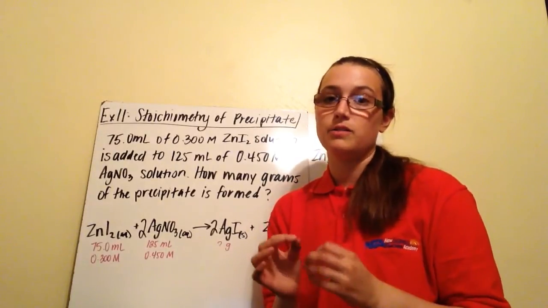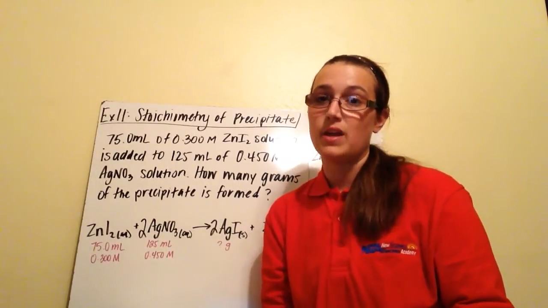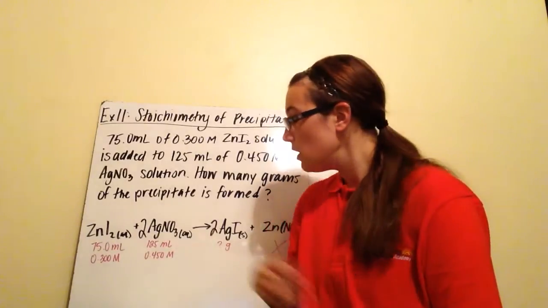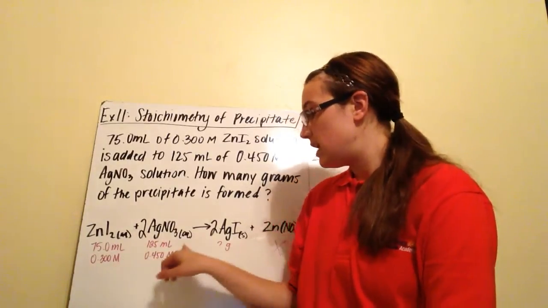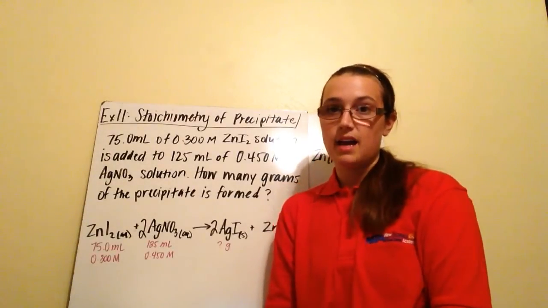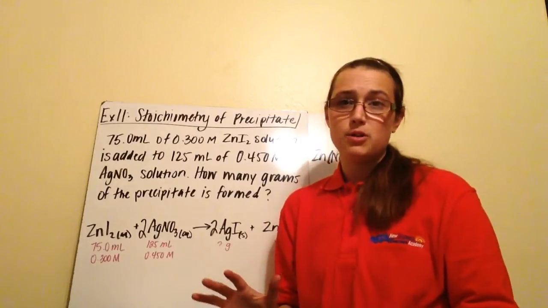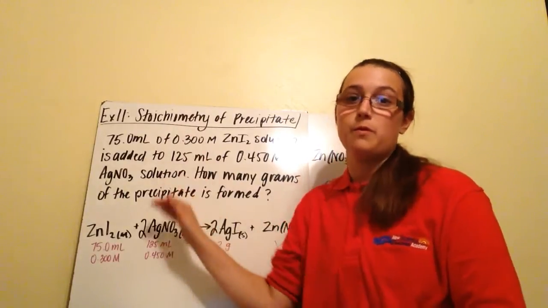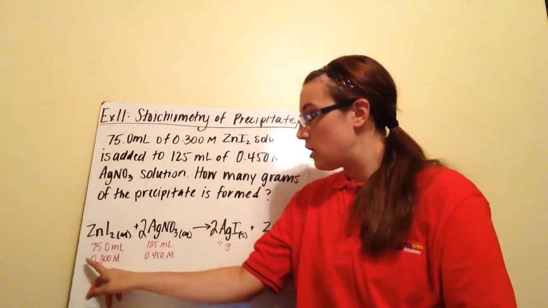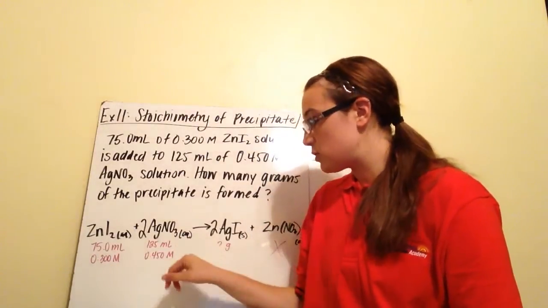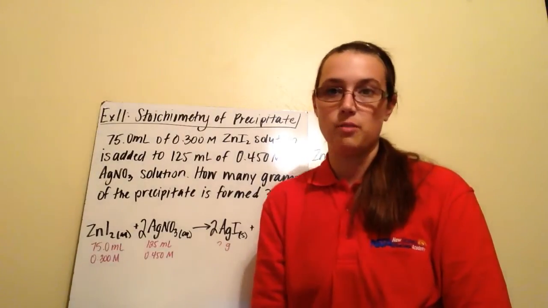Underneath this, I want you to now pause the video and write the net ionic equation for this reaction. What you can look at now is underneath both reactants, I included the given information from the problem. I would recommend doing this, especially when you're given a lot of information like in this problem. So I wrote 75 milliliters of 0.3 molar and 125 milliliters of 0.450 molar.